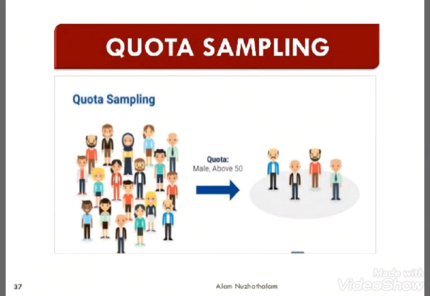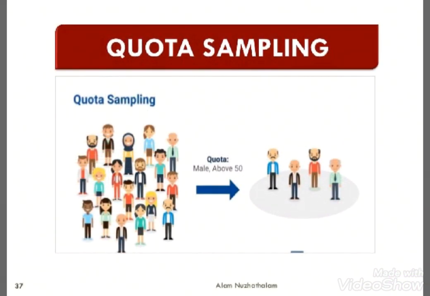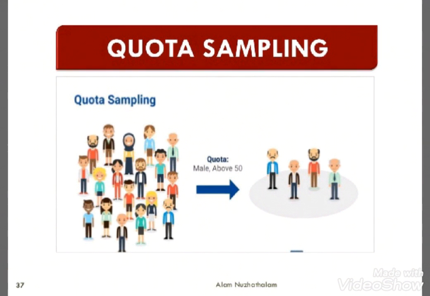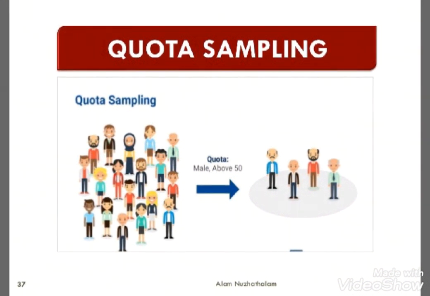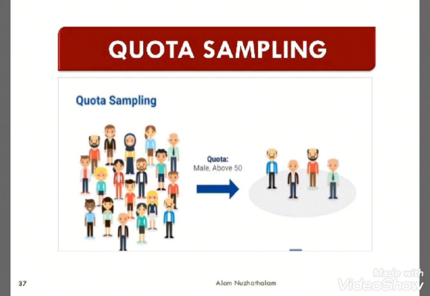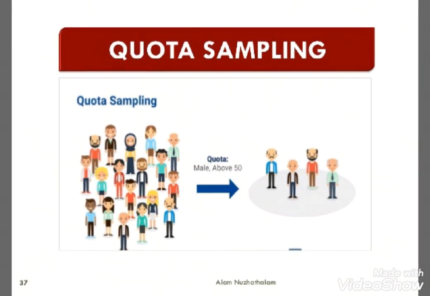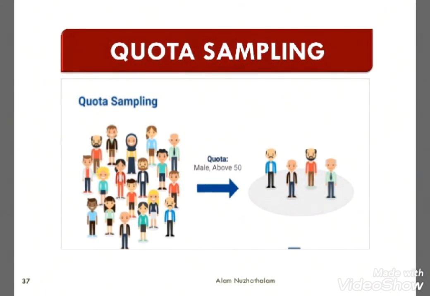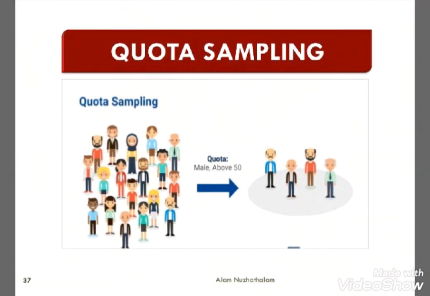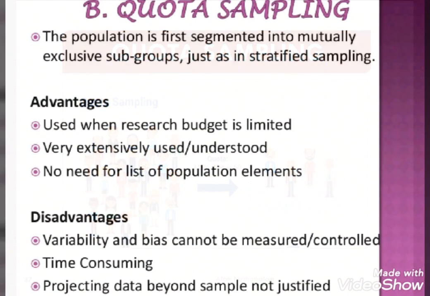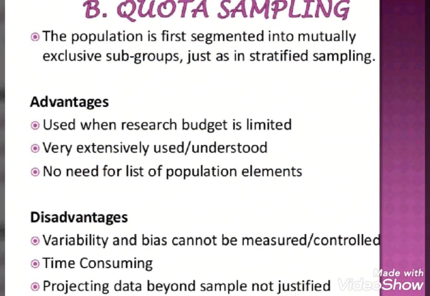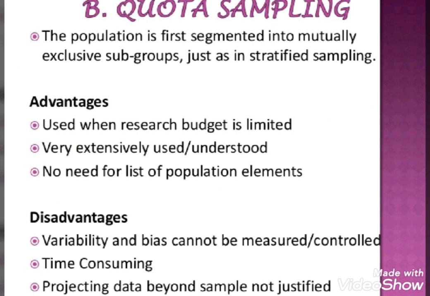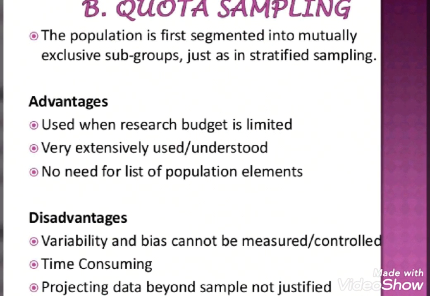Then quota sampling. Quota sampling is nothing but dividing your samples under categories, so that you are going to have particular samples only. For example, you can take patients with diabetic disease, patients with hypertensive disease, patients with kidney disease. These are persons under a quota, persons with certain characteristics. The population is first segmented into mutually exclusive subgroups, just as in stratified samples. So you are dividing the population into different groups according to their characteristics, and these are called quotas.